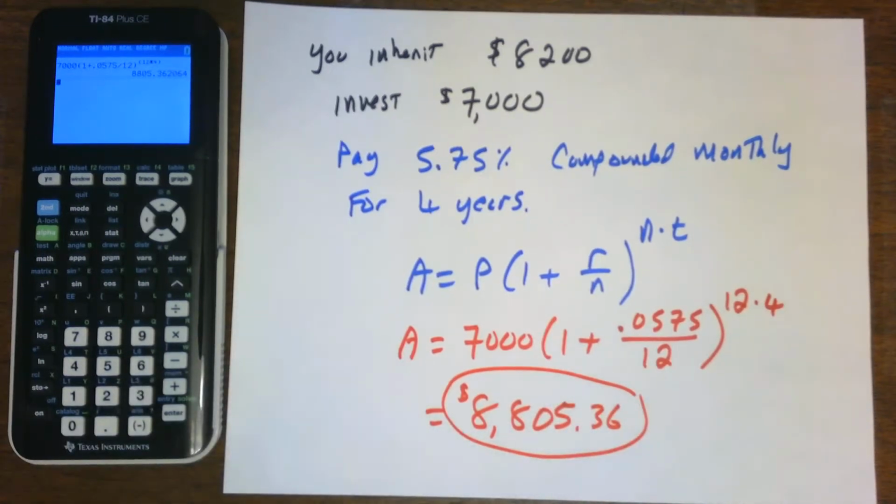How much interest did you earn over those 4 years? Well, if I subtract the initial investment of $7,000, $1,805.36. Not bad for doing nothing. Now, of course, if this was $7 million that you put in a bank, every 4 years you'd be getting back an extra million, which is pretty good. I mean, you could live off that.